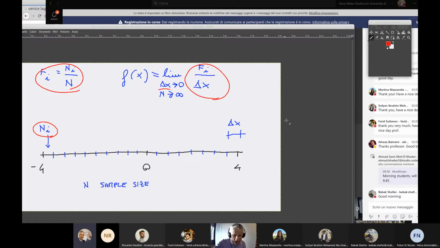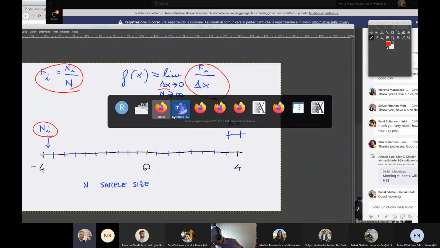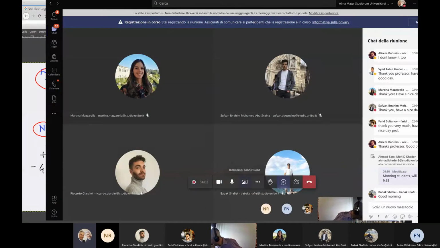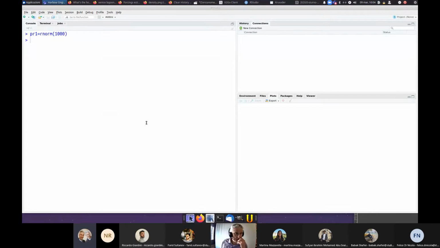I think you cannot see RStudio. Just 1 second, because I need to change the sharing on the screen number 2. Just 1 second. Good. Now, in a moment, you should see it.